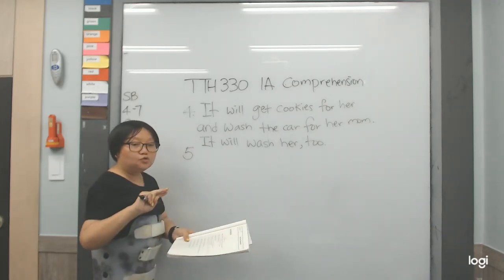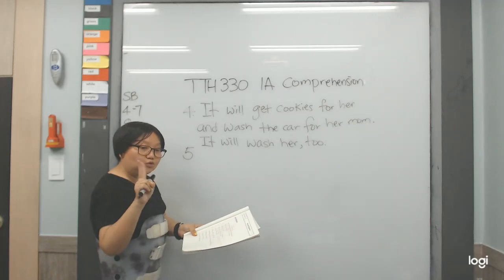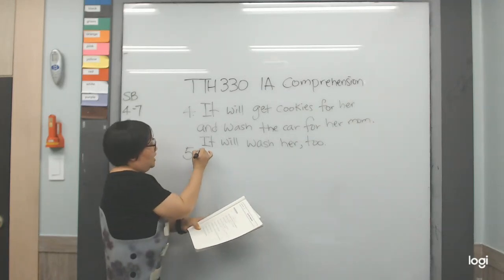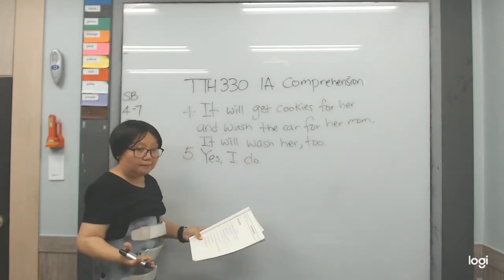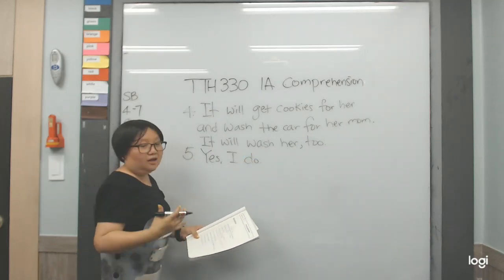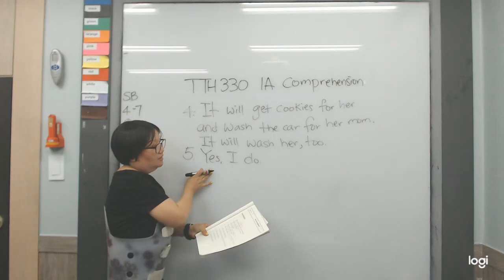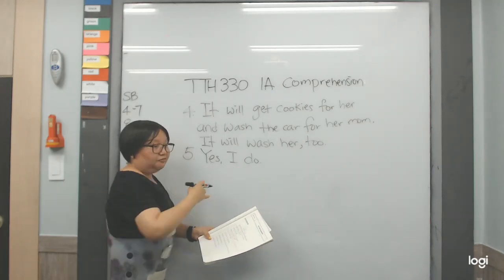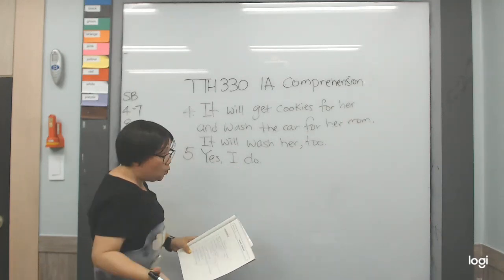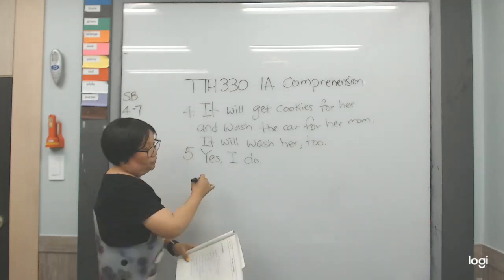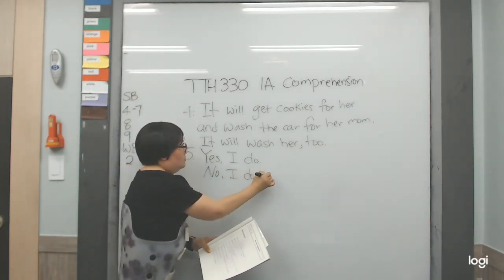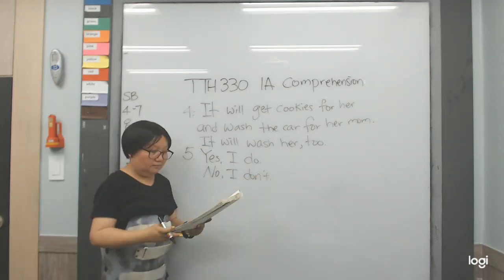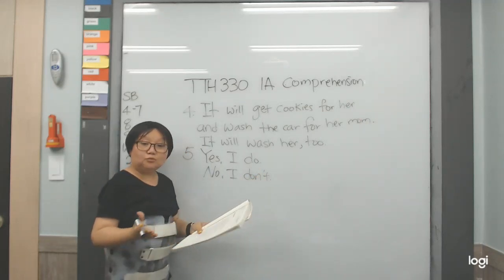So, you have 2 choices. You can say, yes, I do. If you have a dog or cat or hamster, you can say, yes, I do. If you don't have any animals at home, then what do you need to say? No, I don't. Do you understand? Okay, good.